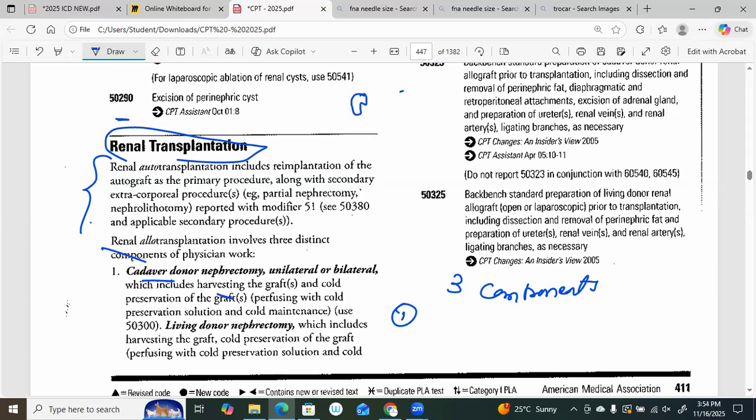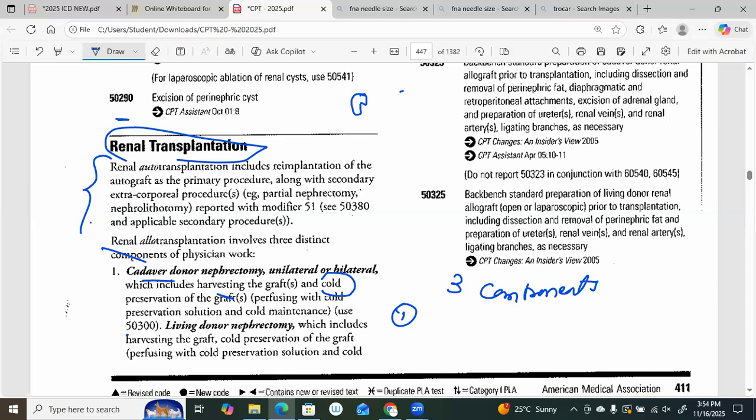Preserving means storing the graft at a particular location so that we can implant the graft in the next sitting or at the same time, with the graft moving here and there. So usually we are doing the cold preservation, where we have to keep the graft in the fridge or in the cold.